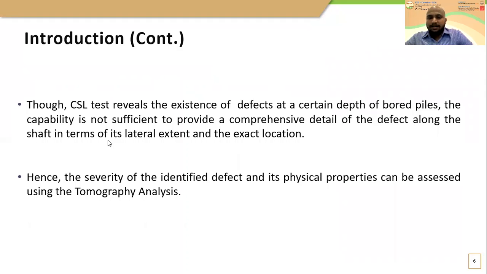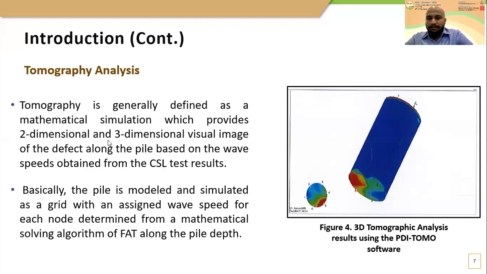Though the CSL test reveals the existence of anomalies in the bored piles, its standalone capabilities are insufficient to get comprehensive detail on the identified anomalies. Hence, the severity of the anomalies and their physical properties are further evaluated using tomography analysis. Tomography is a mathematical simulation which provides 2D and 3D images of the cross-section of identified anomalies in the pile shaft, modelled using the wave speed obtained through the Crosshole Sonic Logging test.